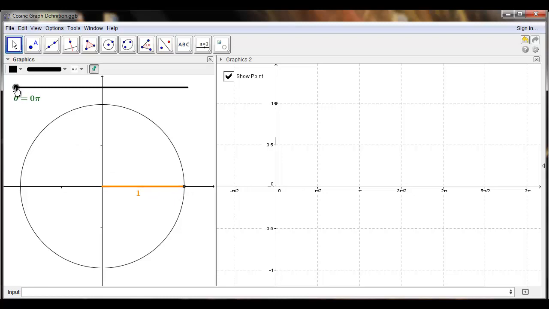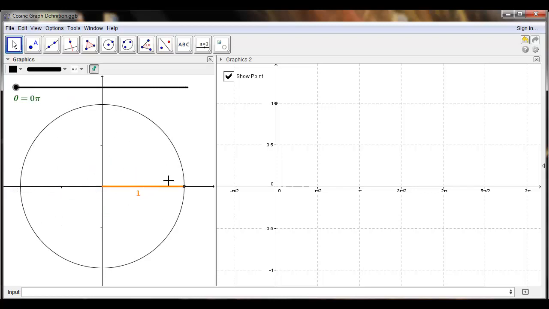Let's watch this point as we move around. If I move to pi on 4, I'm at 0.71. I move to pi on 2, the horizontal distance is 0. This point is directly above 0 on the x-axis. This thing has a height of 0. And so on. We go negative, still negative, positive.